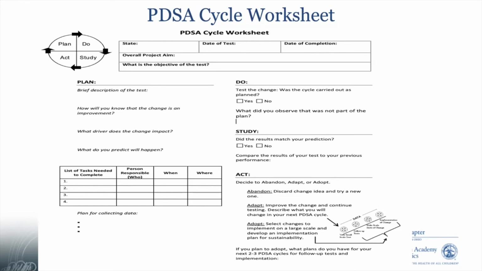Looking back at the key driver diagram that Brooke showed earlier in the webinar, what specific key driver does that change impact? And then what do you predict will happen, right? This is very much like doing an experiment in your high school biology or chemistry class. You have a hypothesis. Sometimes that hypothesis is correct. Often it's not. And that's really the beauty of this. It's a continuous cycle. So at the end of the 2-week period, let's say that you're going to do this test of change, you look at: did the cycle get carried out as planned?